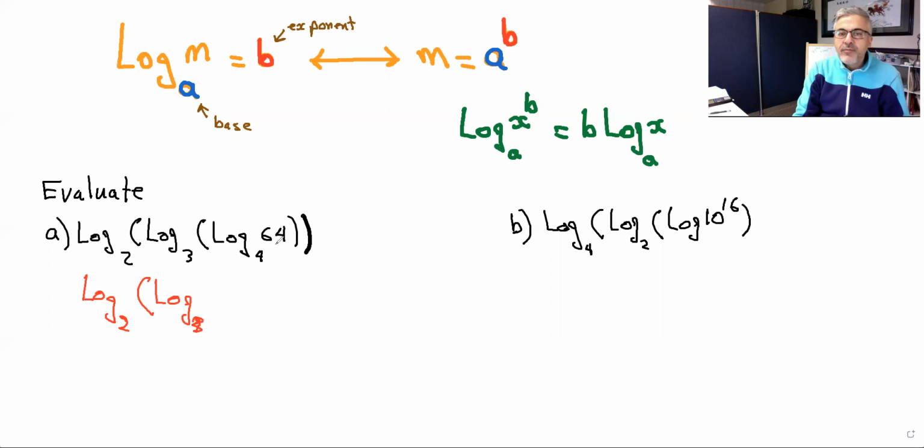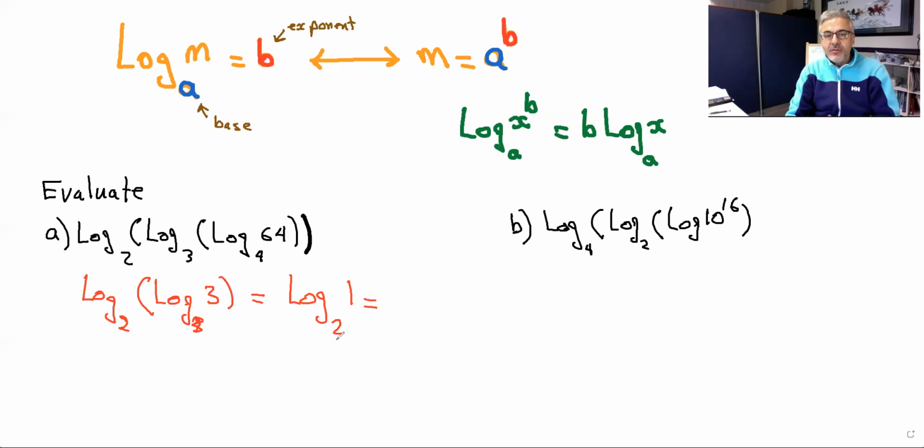So log base 4 of 64. Again, it's asking me 4 to the power of what equals 64, and we know that's 3. Now we want to solve this. What's log base 3 of 3? It's basically asking me 3 to the power of what equals 3. That's obvious, at least to me. So 3 to the power of what equals 3 is 1, basically. So we still have the log base 2 here, and then this here gives me 1. So all of this is 1. Now, log base 2 of 1 is asking you 2 to the power of what equals 1, it's 0.